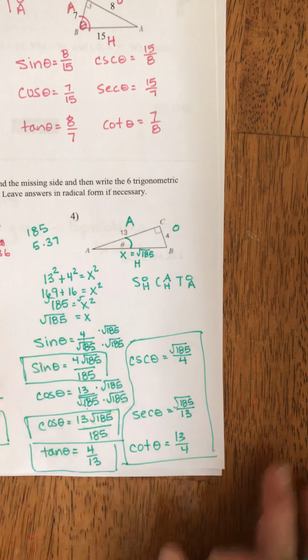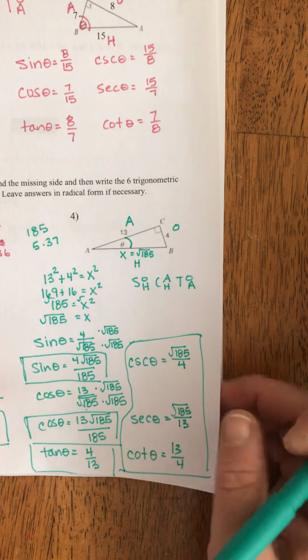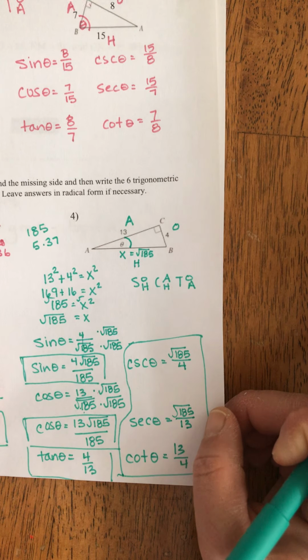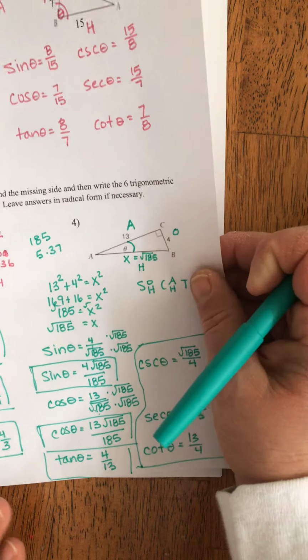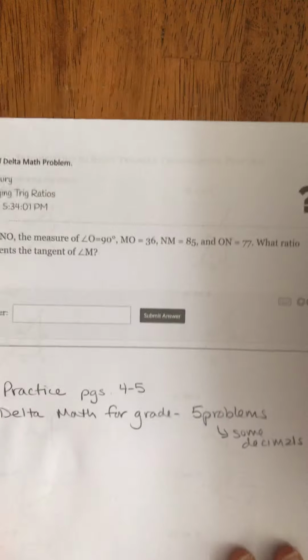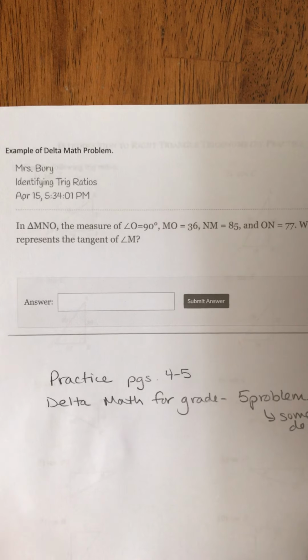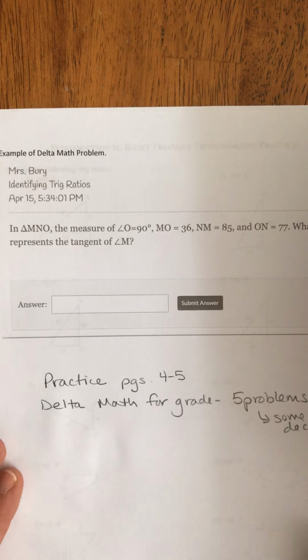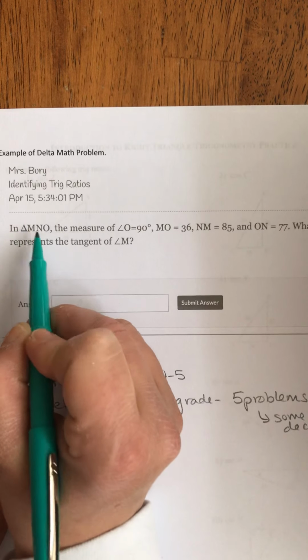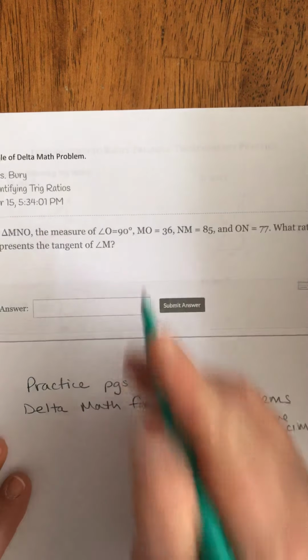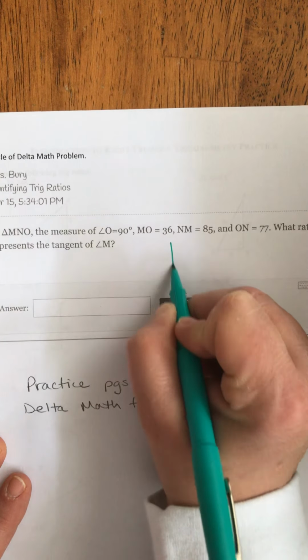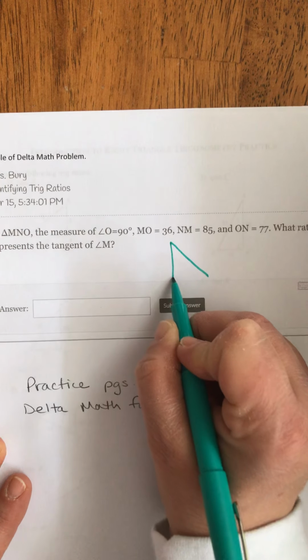Okay, and in your Delta Math, sometimes they ask for decimal and sometimes they ask for a fraction. So I'm going to show you an example of how they ask the questions on Delta Math, because you're going to go over there and do some practice problems. So here's an example how they ask you on Delta Math. It's not like the ones we did in class, but they're telling you in a triangle MNO, now we know these are trig, so we know that we're going to have a right triangle. So let's draw a right triangle.